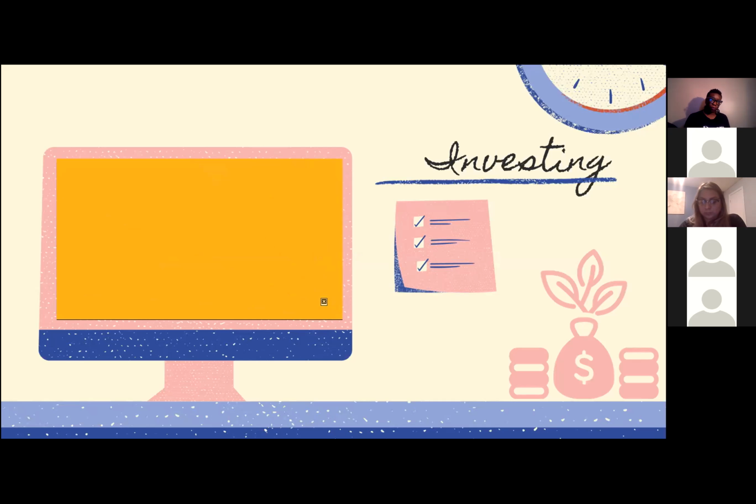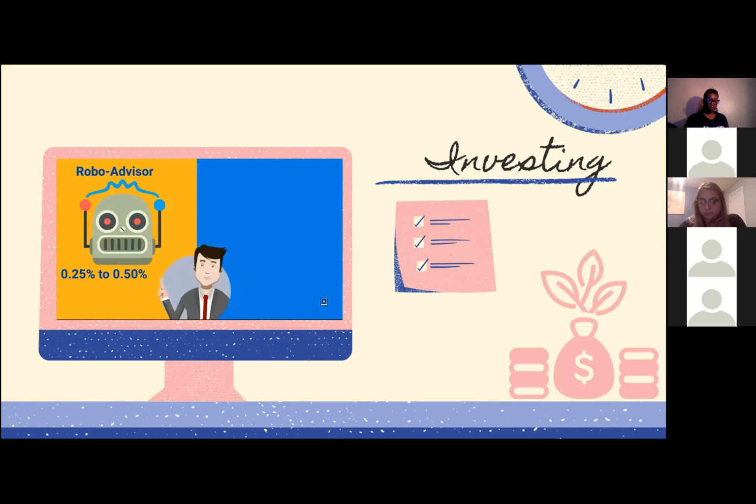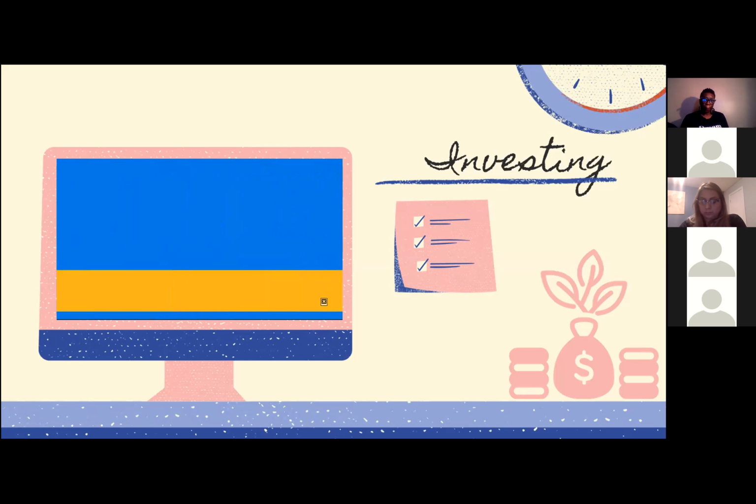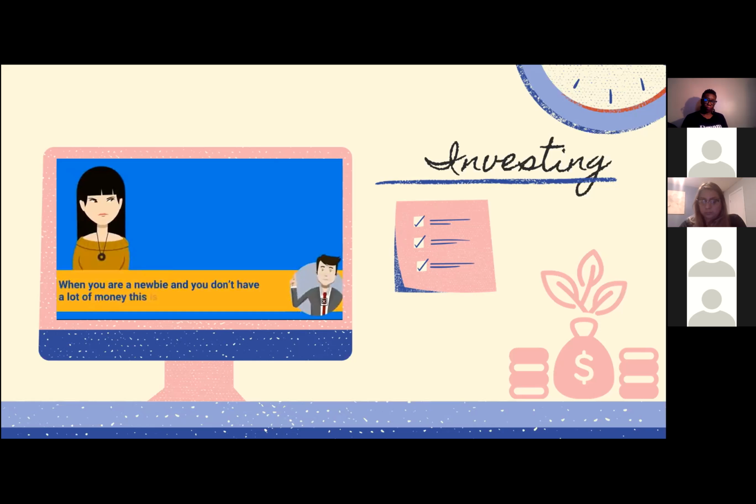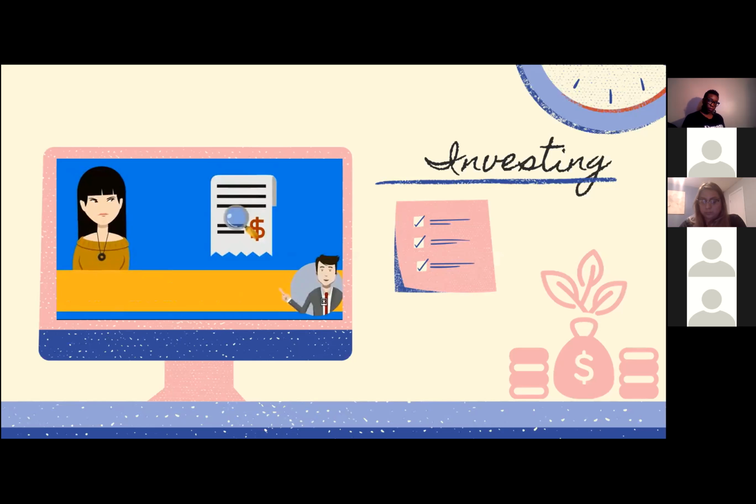It would cost you between 0.25% and 0.50% to use a robo-advisor, and between 0.5% to even 5% to hire a personal financial advisor. When you're a newbie and you don't have a lot of money, this is an easy way out. But we're not saying you let them do all the work. You still have to monitor where your money is going and what is happening.